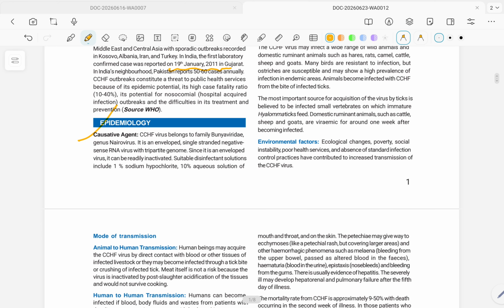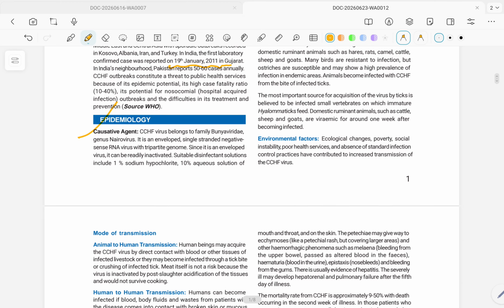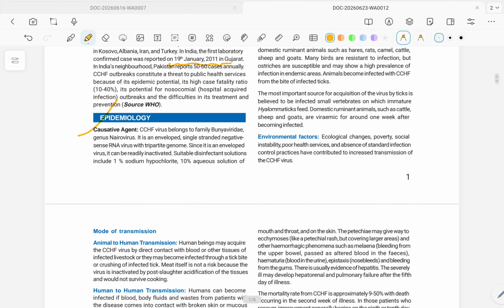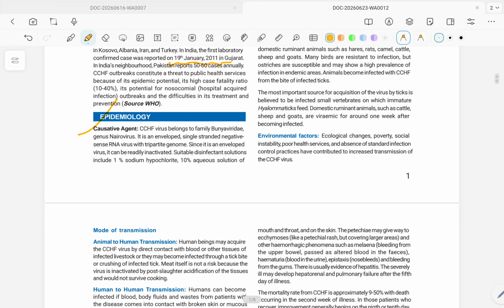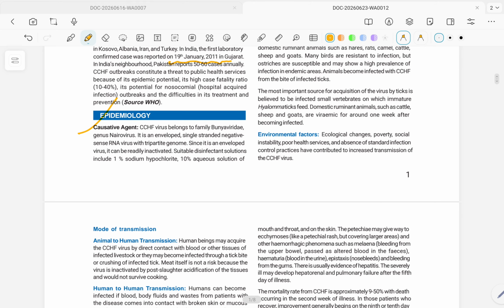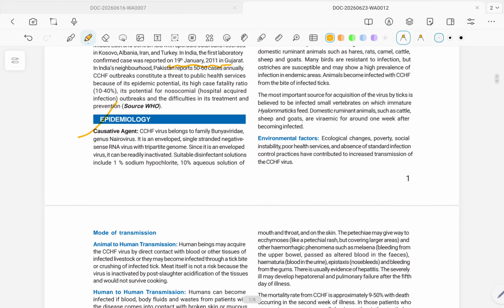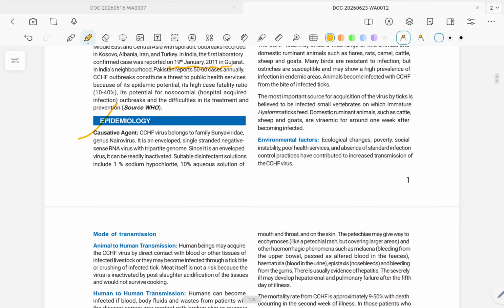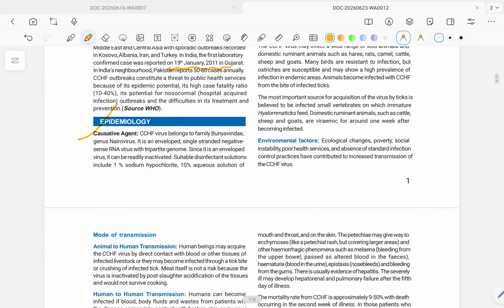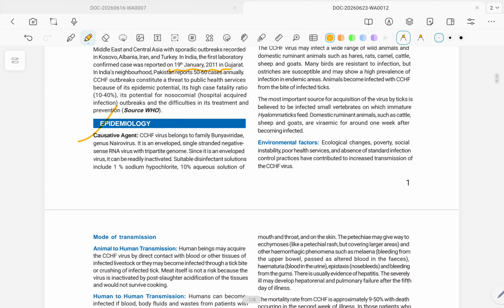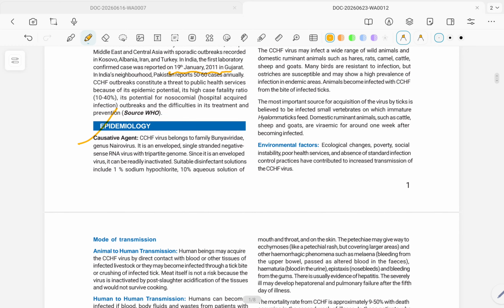Causative agent. CCHF virus belongs to family Bunyaviridae, genus Nairovirus. It is an enveloped single-stranded negative sense RNA virus with a tripartite genome. Since it is an enveloped virus, it can be readily inactivated.